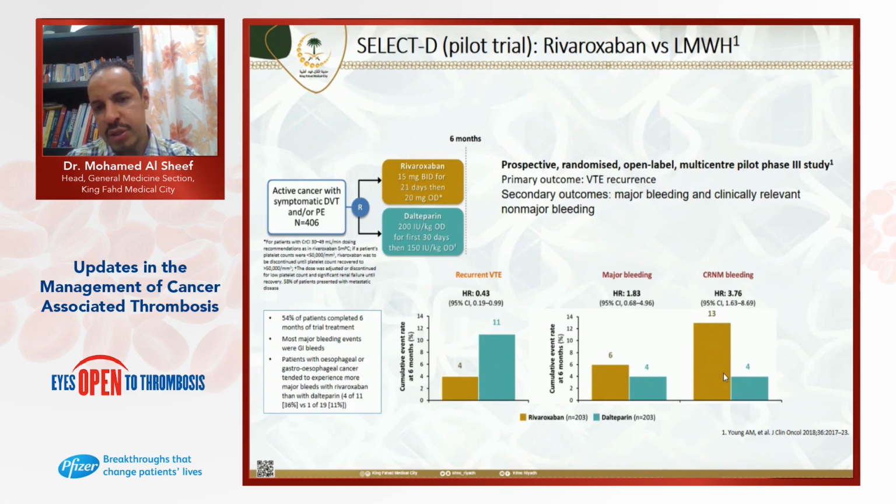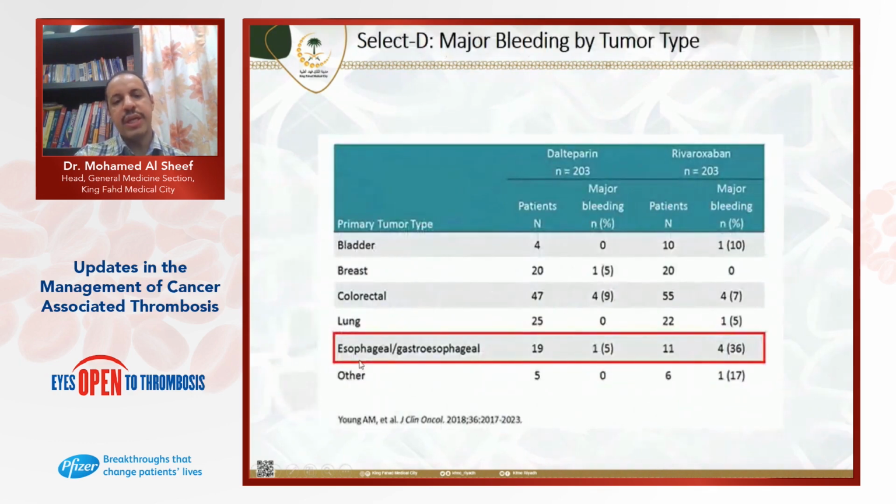It was not significantly higher major bleeding. However, this was continued for 6 months, and they found the same signal: the rate of esophageal and gastroesophageal bleeding was higher in patients on rivaroxaban compared to dalteparin. So again, it's the same signal that patients with gastrointestinal malignancy have increased risk of major bleeding with rivaroxaban and edoxaban. You can see here 11 patients with rivaroxaban compared to 19 with dalteparin, but the major bleeding, which is what we care about, is about 4 here. Here we have 1 major bleeding.